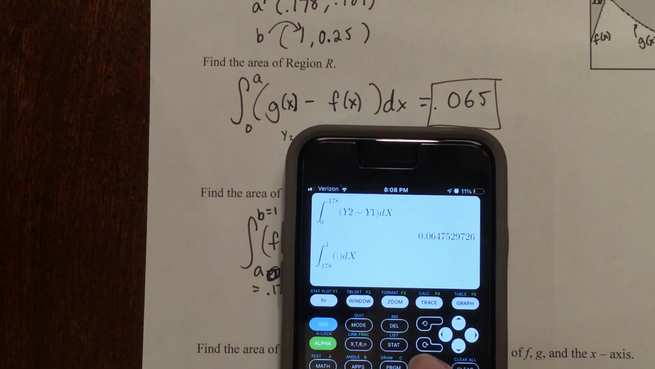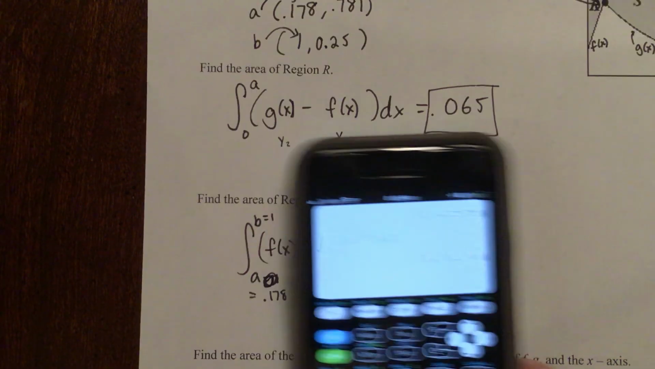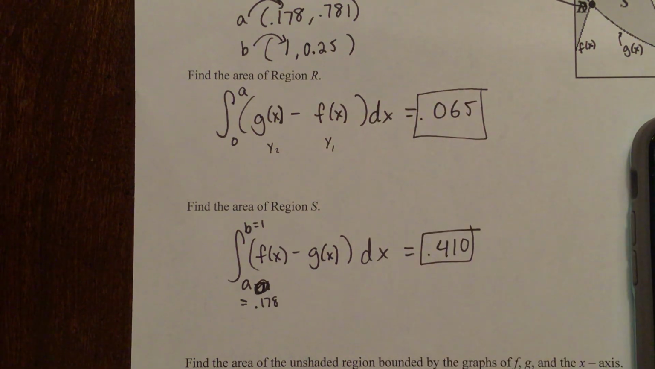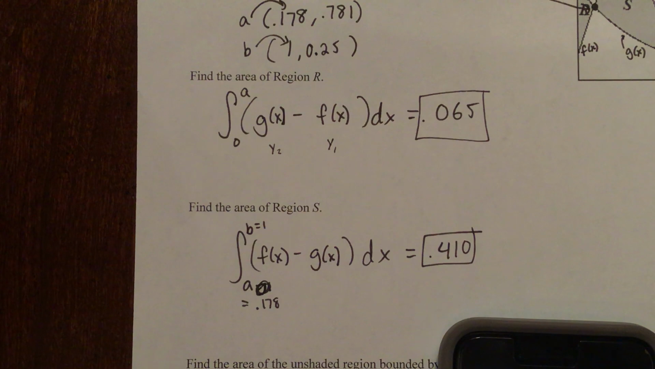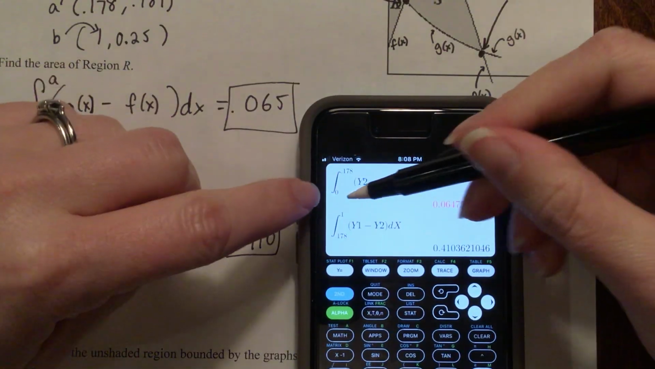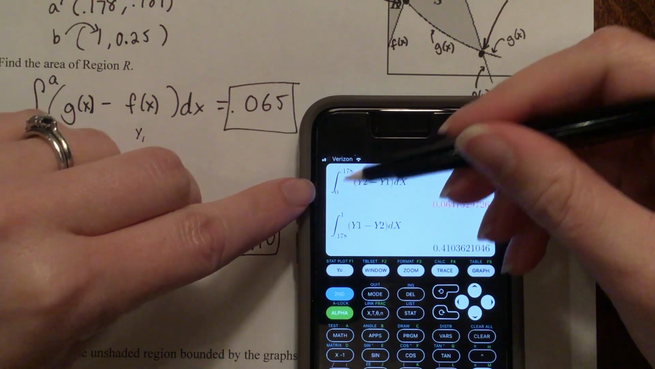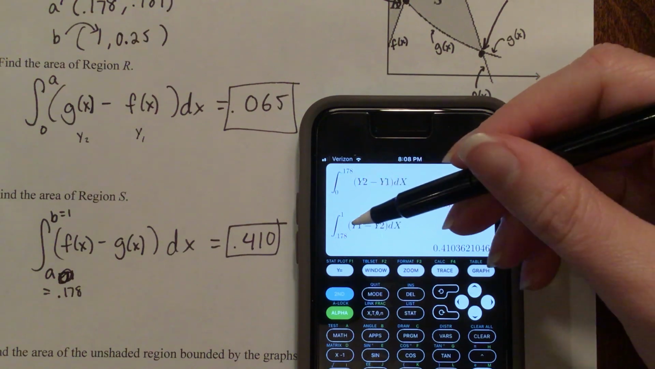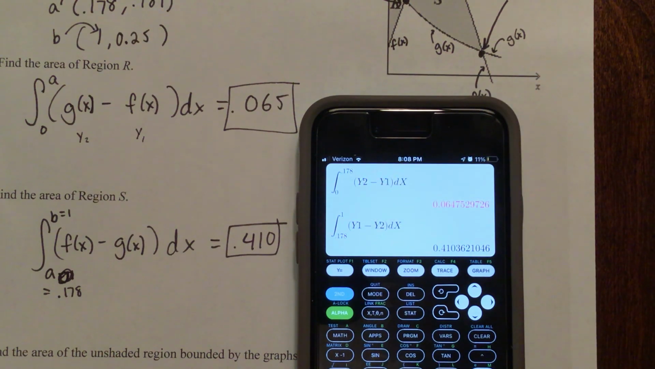This is y1 minus y2 this time, and it is 0.410. Okay, so the big differences here: the limits of integration changed, and then the y2 and the y1 swapped depending on which one was above the other.